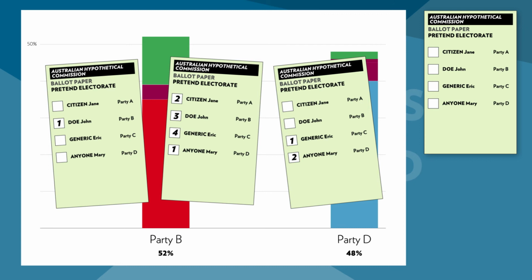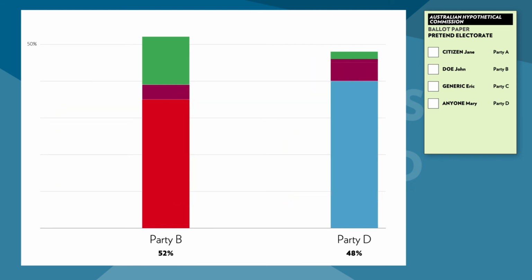Most people either just put a 1 or fill in all the squares. If you only put a 1 and the party you voted for isn't one of the two most popular, your vote exhausts and you don't get your preference. This can make a big difference. In our example, if half the people just voted 1, the result ends up being different.